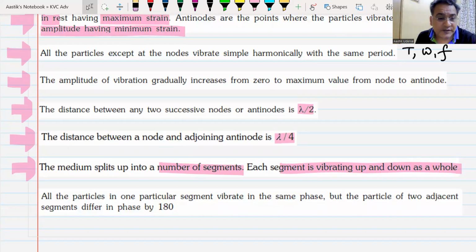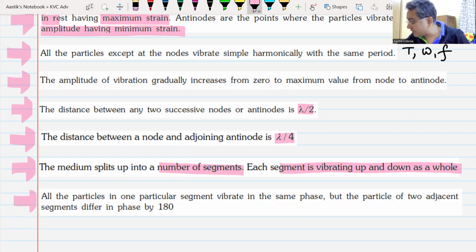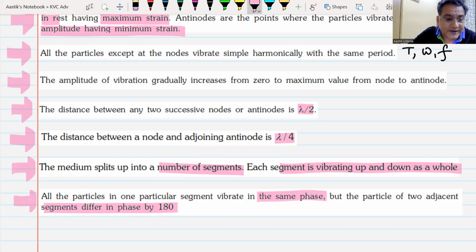We understood. All particles in one particular segment vibrate in the same phase. In the blue segment, in the pink segment, all in the same phase. But they differ from the other segment by a phase angle of pi. Yes or no?